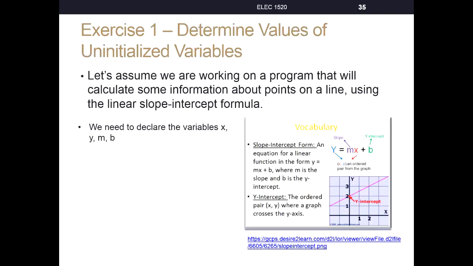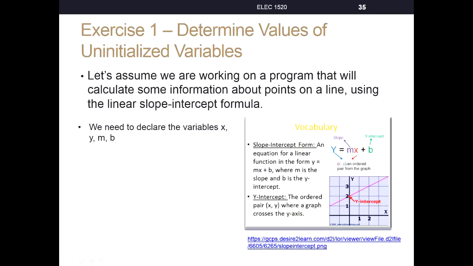So exercise 1, we want to try to determine the values of uninitialized variables. Right. So let's go back to our point slope form of our line equation. We're going to assume that we're writing a program that will calculate some information about points on a line. And we're going to use the linear slope intercept formula. So here's just a reminder, if you don't remember the form, that the equation is y = mx + b, where m is the slope of the line, x and y are coordinate points on the line, b is the y-intercept, and that is where, when x is 0, this line crosses the y-axis.